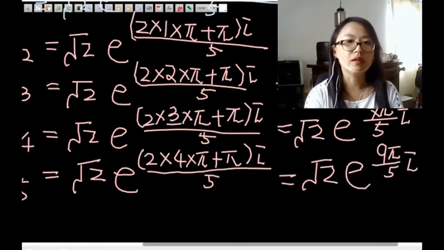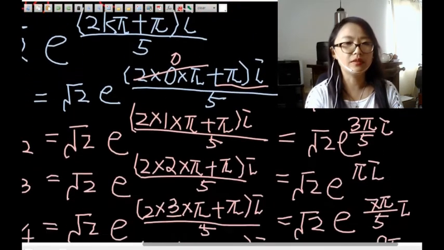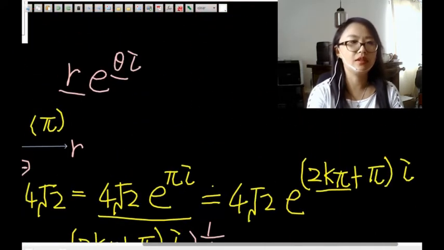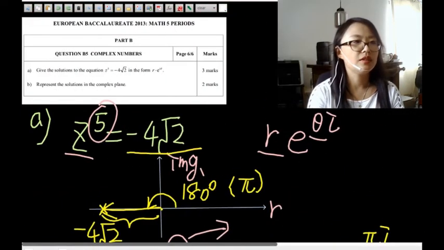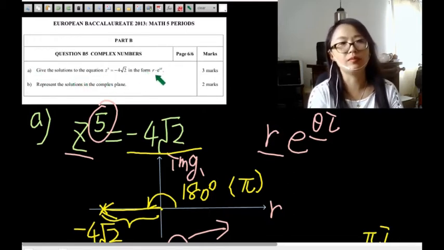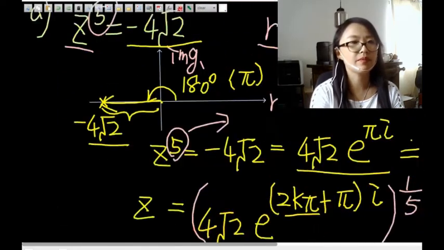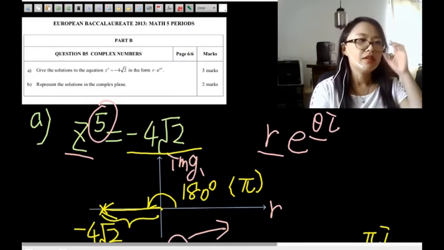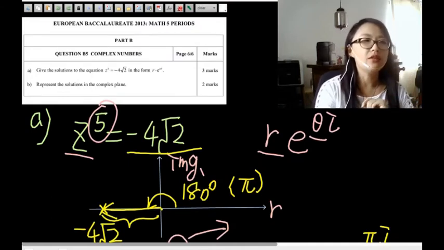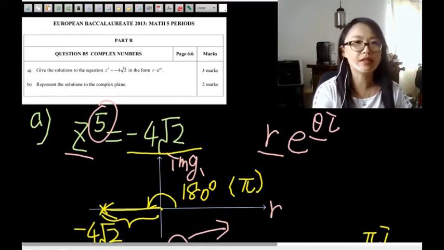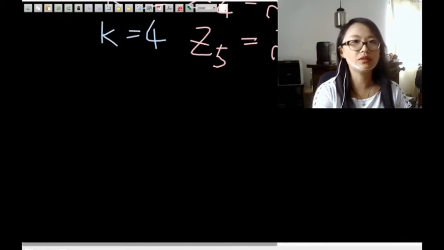Okay, very good. So now if you look at these 5 values, those are the 5 answers you're going to have for this first question. So you have given the solutions to the equation in Euler's form. So you have all these 5 solutions ready. Okay, so now let's look at question B. Represent the solutions in the complex plane. So that is usually quite easy.